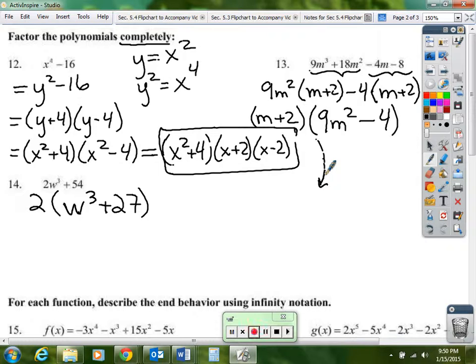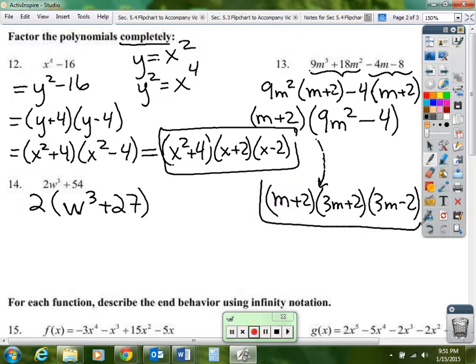Okay, we notice that the second set of parentheses, just like before, can be factored again. 9m squared minus 4 is a difference of squares. It is 3m plus 2 and 3m minus 2. And that's our answer, factor completely. Remember, we are not guaranteed that the second set of parentheses will necessarily factor every time in this. In this case, it does.